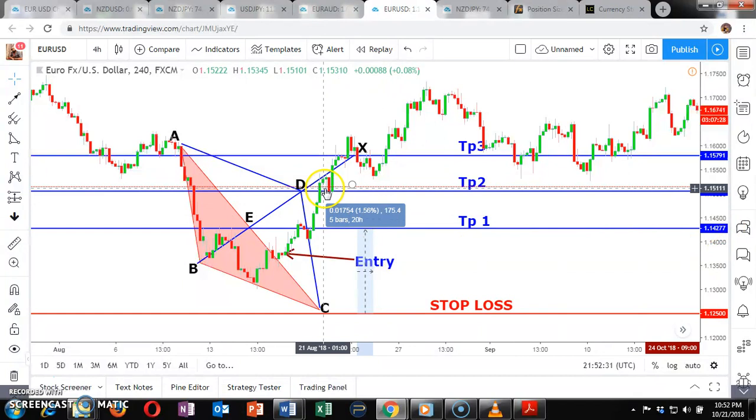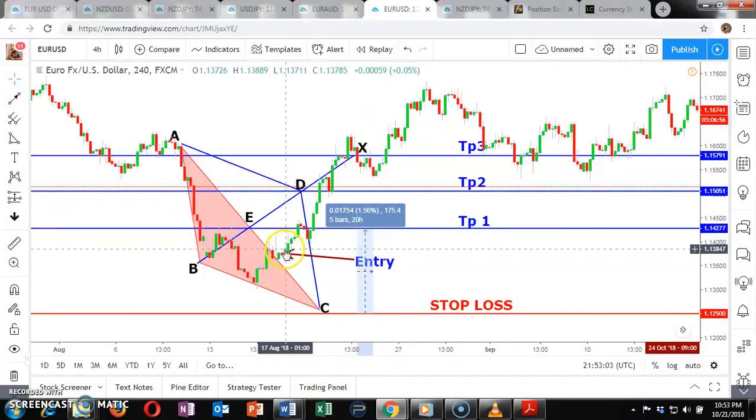Now, take profit 1 is 1.14277. Take profit 2 is 1.15051. Take profit 3 is 1.5791. Now, take profit 1 hits 100%. It means the likelihood of you hitting take profit 1 is 100%. Take profit 2 is around 99%, and take profit 3 is around 95%. So if you're sure of your rhombus, of course, just choose 2 or 3 and then wait for markets to slide all the way up.